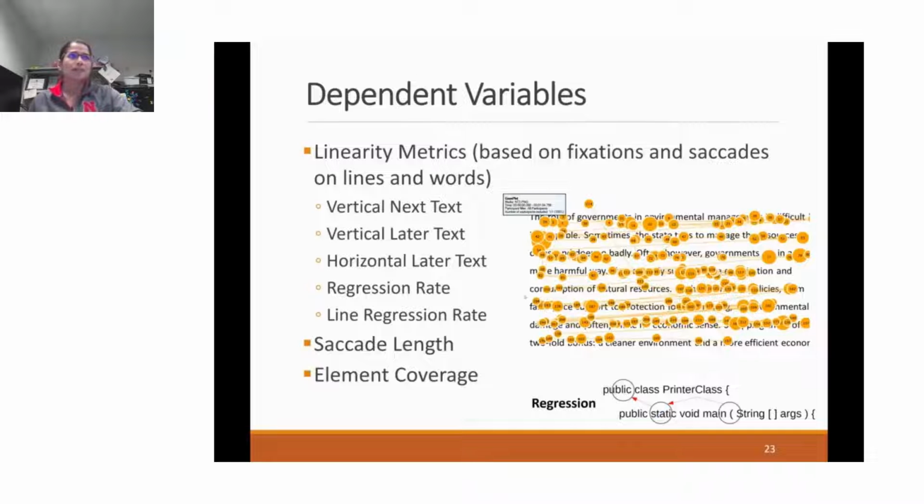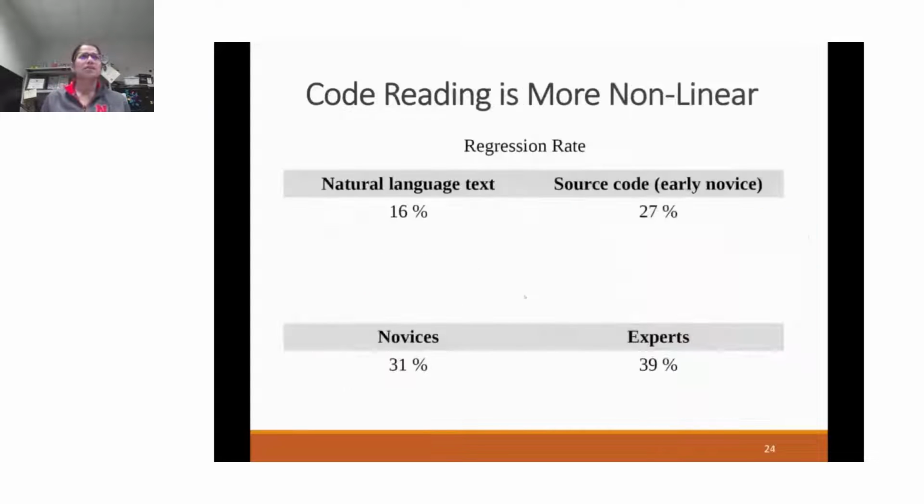I show you a visualization there of a regression. So you can actually see that if you go back after looking at the bracket to static and public, then you've made 2 regressions basically. So we just calculate this as a percentage for each of these dependent variables. So let's get right into the results.